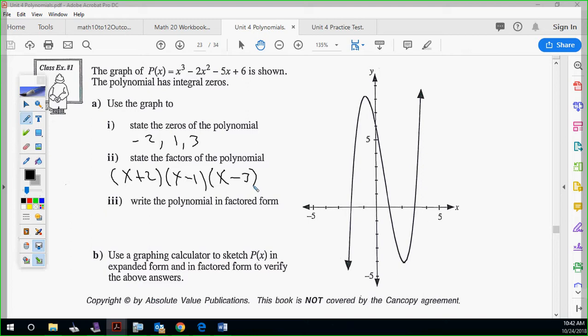Okay, and so then in factored form, the polynomial is just kind of the same thing. It says use a graphing calculator to sketch p of x in expanded form and in factored form to verify the above answers. So all that means is put this in your calculator.